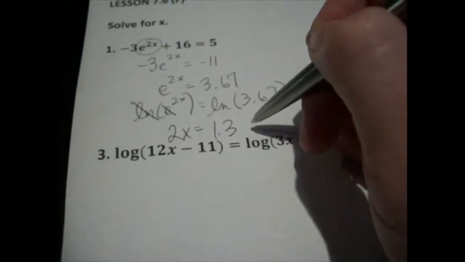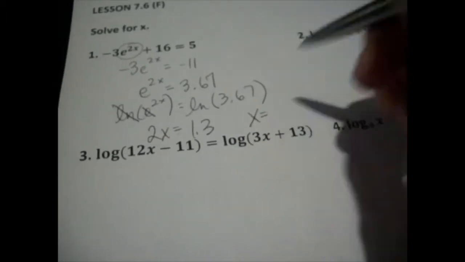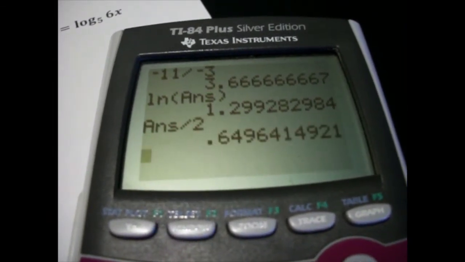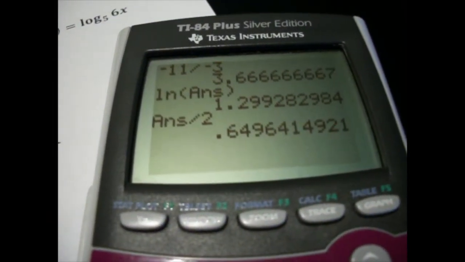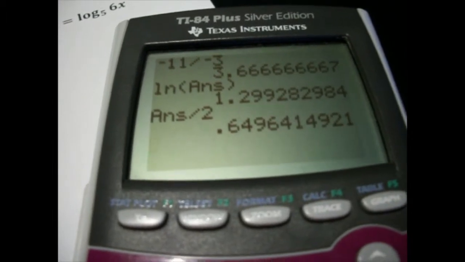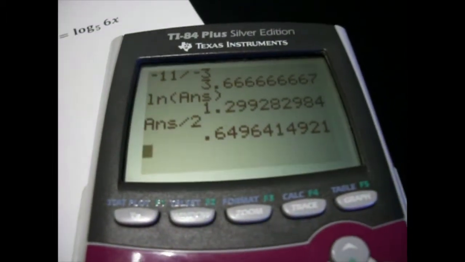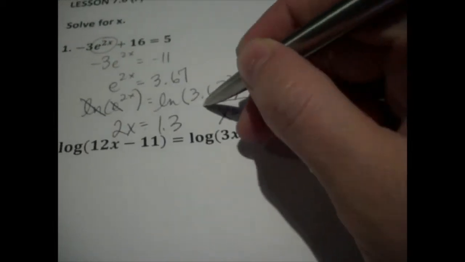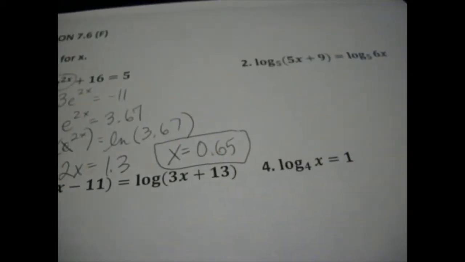To solve for x, I would want to divide both sides by 2. So again, I'm not going to retype anything. I'm just going to hit divided by 2, and this is going to be completely accurate as opposed to just an approximation. So I'm going to say 0.65 is my answer for x.